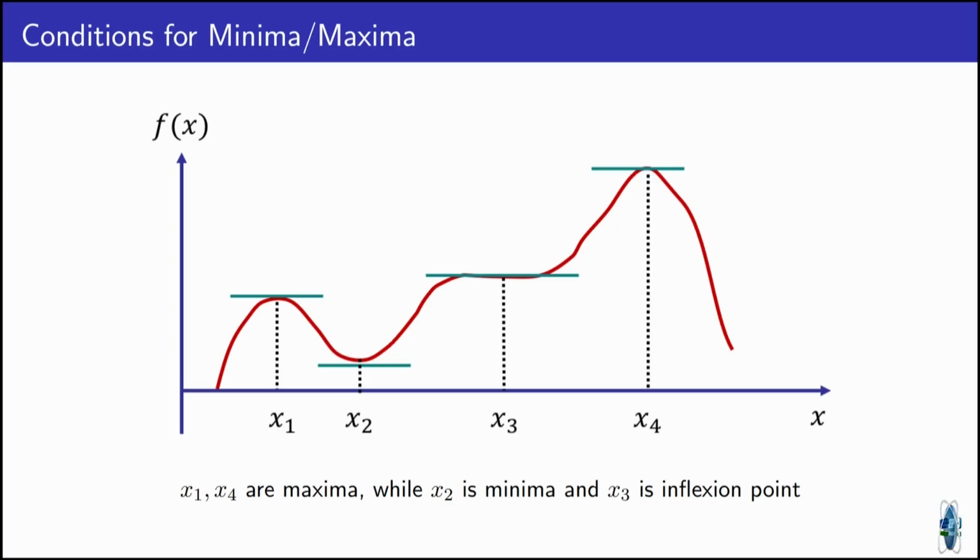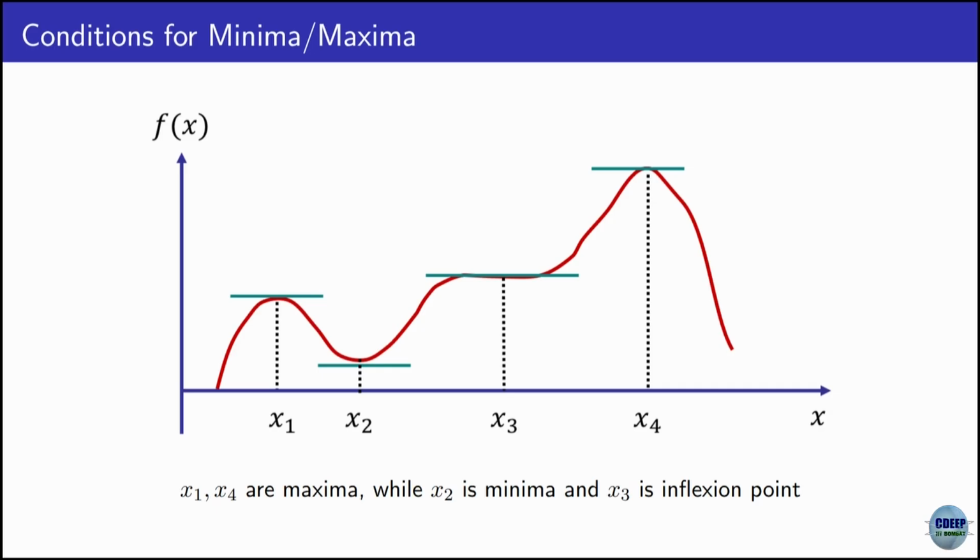x1 and x4 are both maxima, if you can establish a neighborhood around which they will have the maximum value, correct? Whereas if you look at x2, it's a minima. Okay, sorry, that line has gone off a bit, but around x2 you can see a minima, correct? Whereas x3 is where the function changes in its convexity. So that's your inflection point, correct?